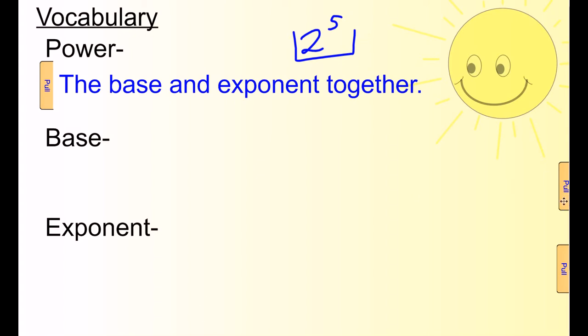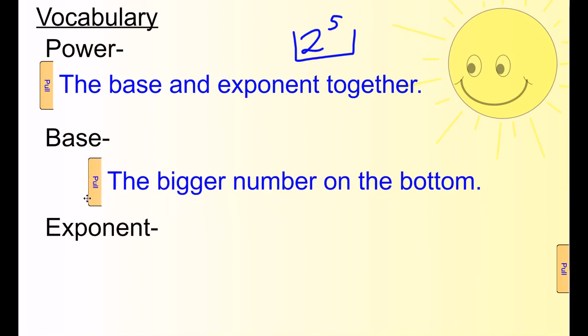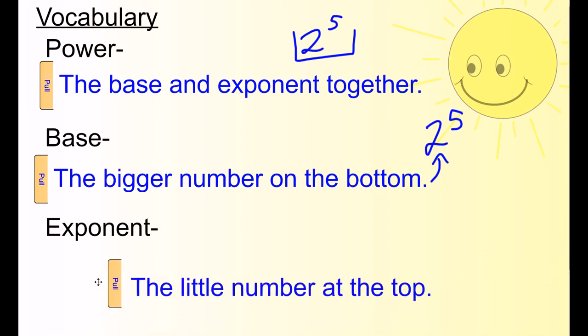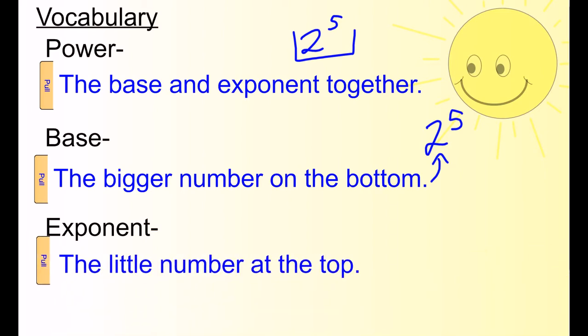Now, the base would be the bigger number that's on the bottom. So in the example I put up there, the 2 is the base. So the power is the whole thing. I'll use that same example. The base is the 2. And you can probably guess that the exponent then would be the 5. It's the little number on the top.